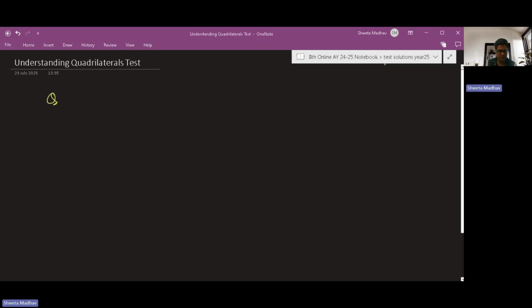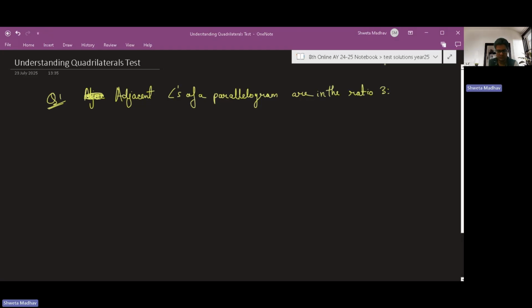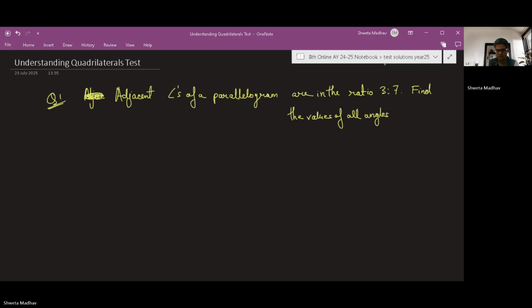So here in question number 1, it has been told that the adjacent angles of a parallelogram are in the ratio 3:7, then find the values of all the angles. Find the values of all the angles.